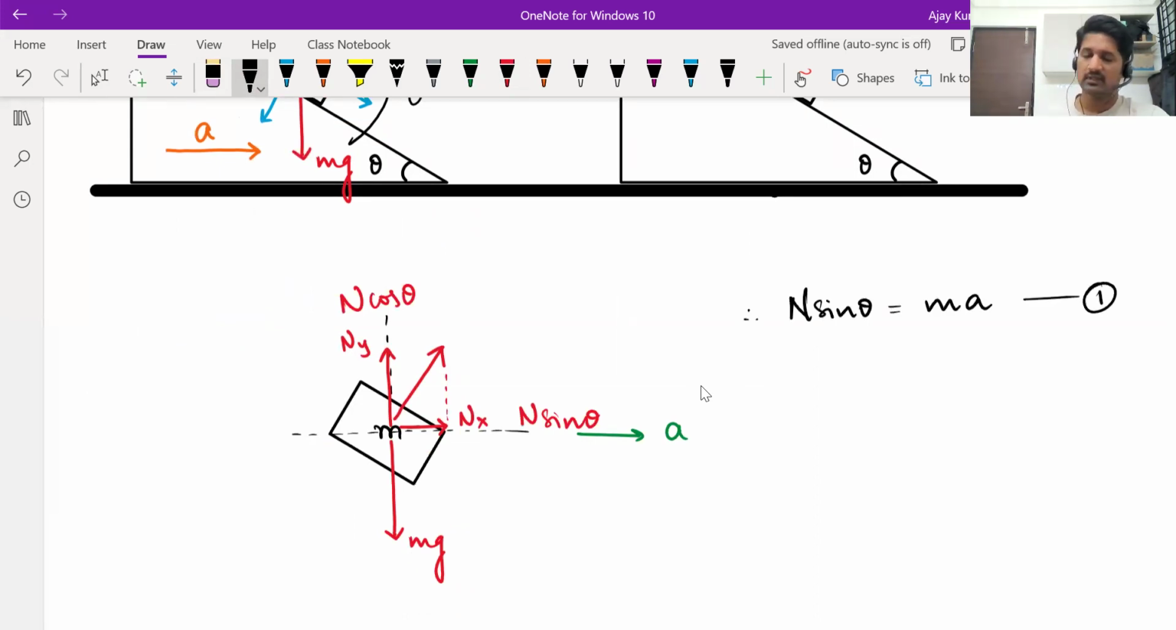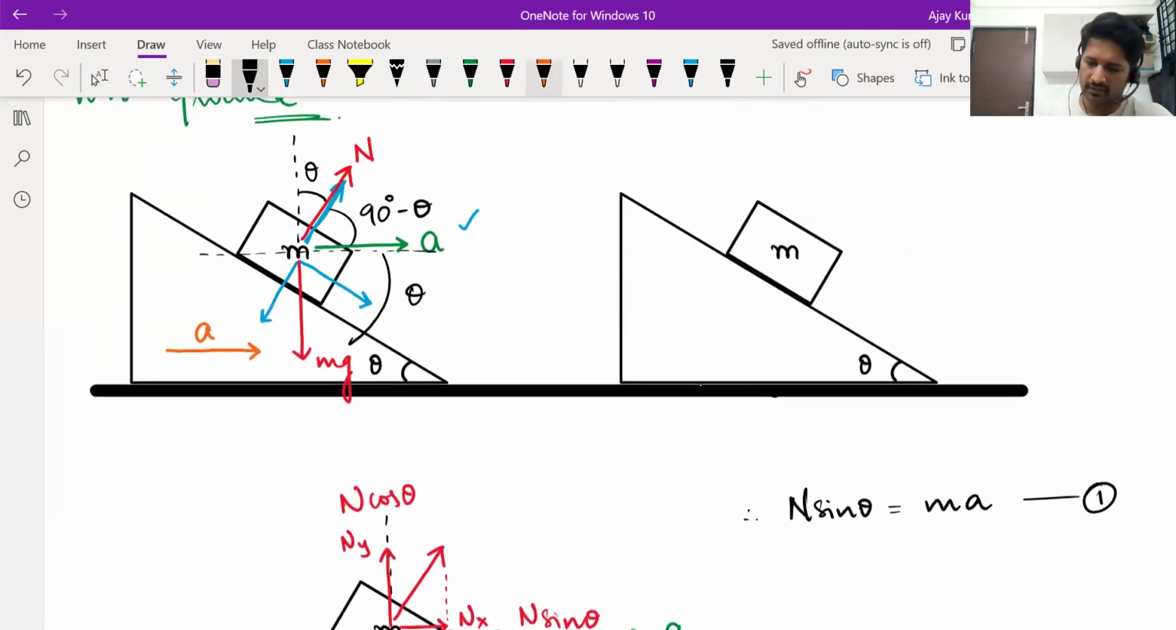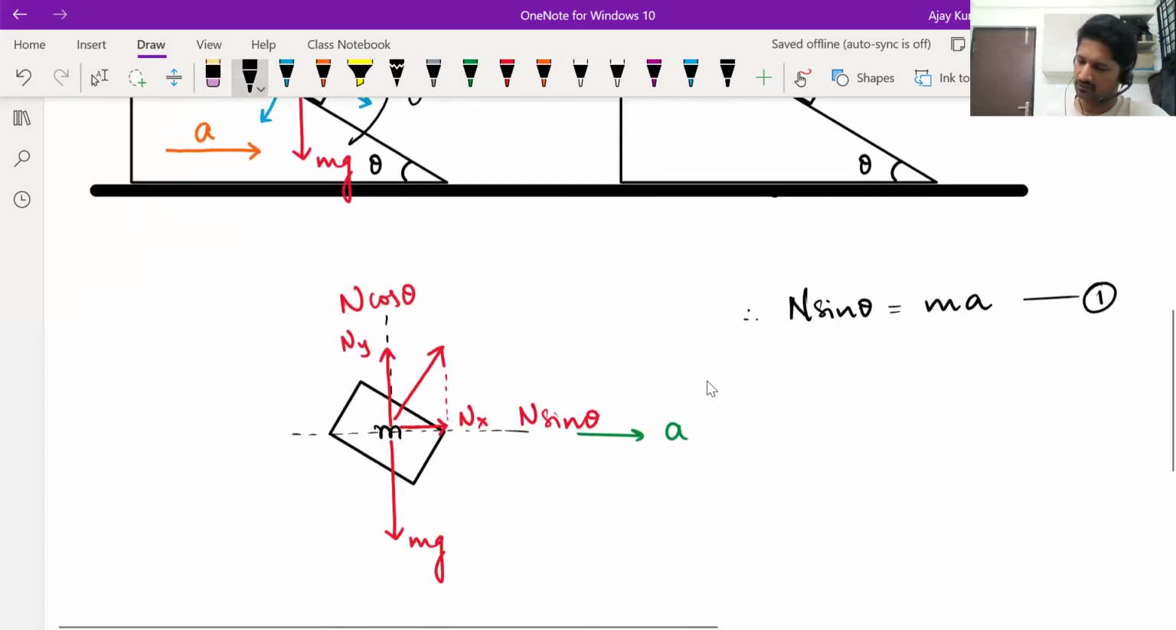First equation. And vertically, it's in equilibrium. As the block moves this way, it only moves horizontally. It doesn't go up or down. So vertical equilibrium means upward forces should be balancing the downward forces. The upward force is N cos theta.